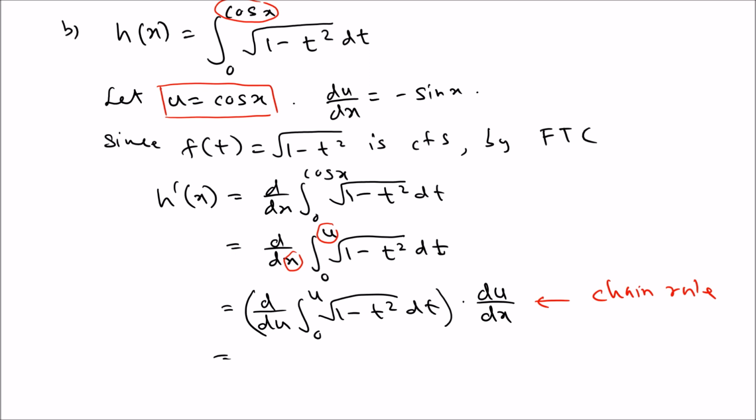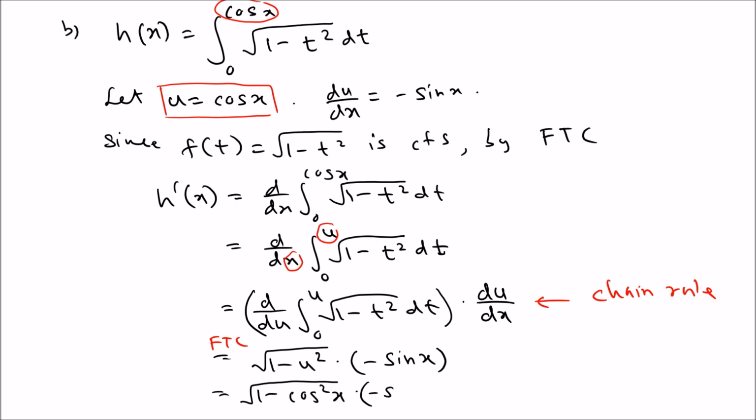So we can use the fundamental theorem of calculus now for the first part. So what you're going to do is you replace the function t by u. So that means it's going to be the square root of 1 minus u squared times du/dx. We already get it is negative sine x. I put the parentheses because it's a negative sign. Now you're going to replace u by your function, cosine x, so it is the square root of 1 minus cosine squared x. You can put the negative sign in front, or still leave it like that.